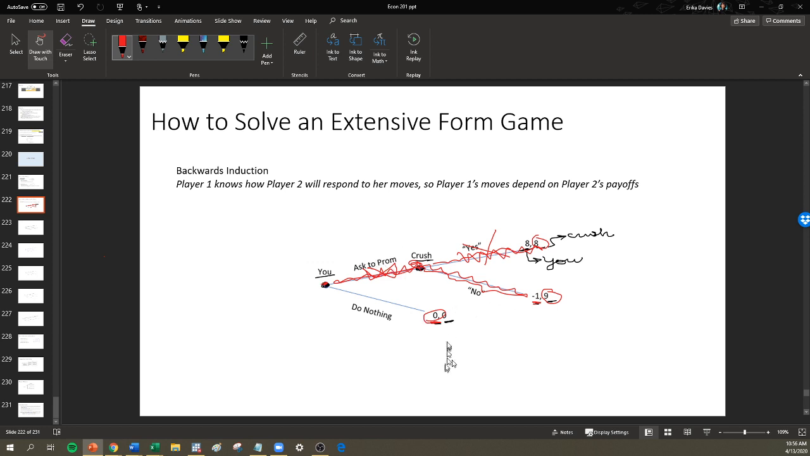This end point of the game is called the Nash equilibrium, named after our friend John Nash. Nash equilibrium, possible end point of a game, right? Once you've gone through and done your backwards induction, where you end up is your Nash equilibrium.